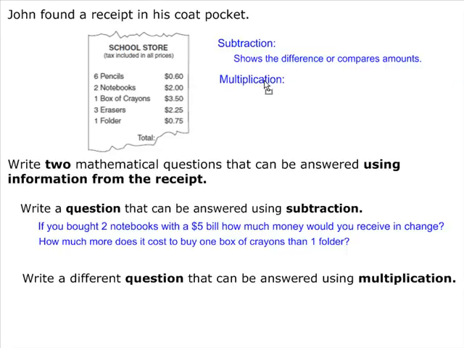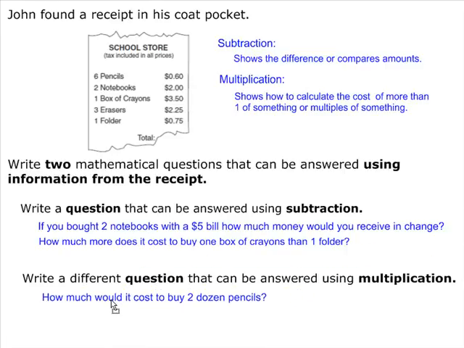So, multiplication. Multiplication shows how to calculate the cost of more than one of something or multiples of something. So here are 2 examples. The first is, how much would it cost to buy 2 dozen pencils? So 2 times 12, 24 pencils. And that 24 is a multiple of the 6 pencils that's here, that cost 60 cents. So I think you'd agree that you'd be using lots of multiplication to solve that problem.